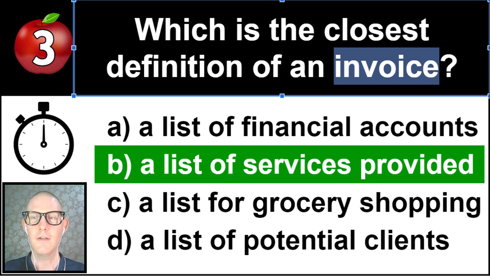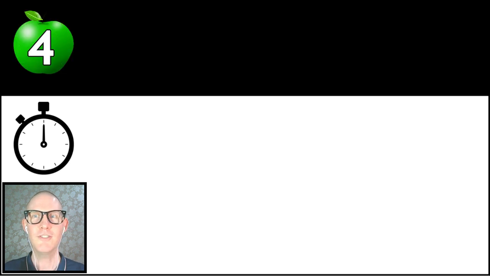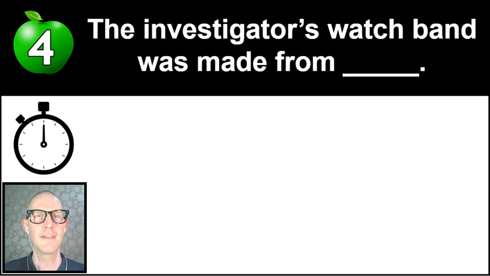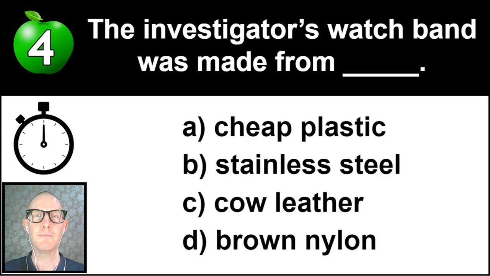All right. Question number 4. Here we go. The investigator's watch band was made from A. Cheap plastic, B. Stainless steel, C. Cow leather, or D. Brown nylon. All right, so what was the investigator's watch band made from? In the picture, here's your music.